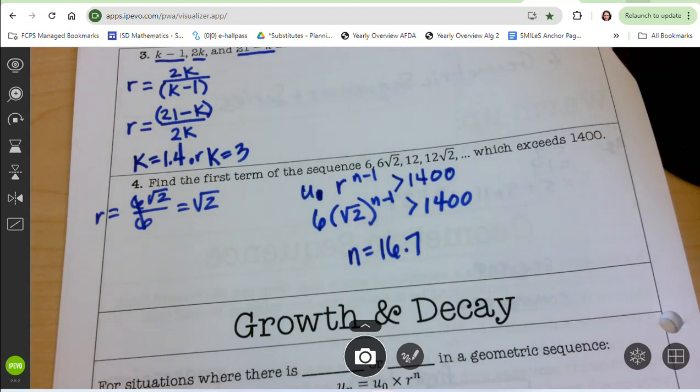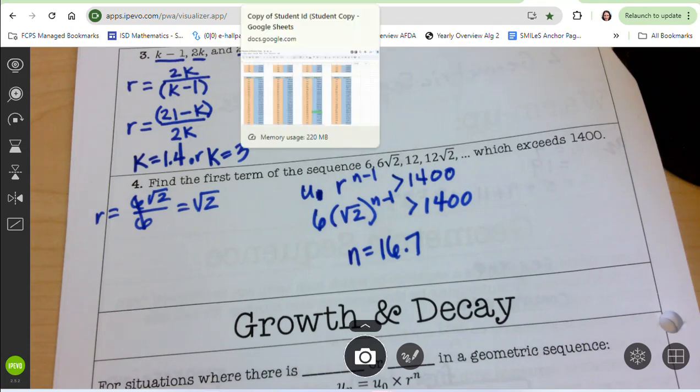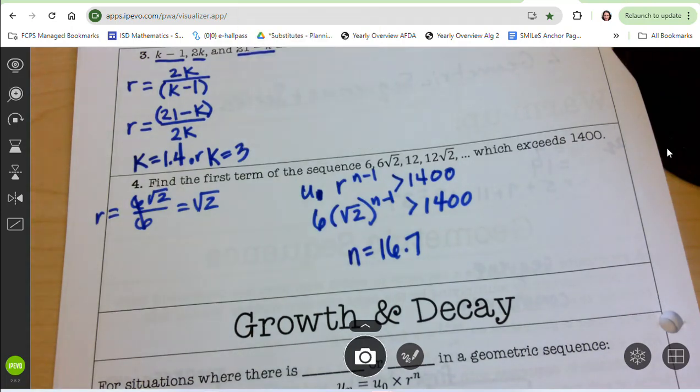It's not the same as rounding. With rounding, a 16.1 would go down to 16. But in this case, the 16th term was not big enough. So we're going to go back and we're going to write, it's the 17th term.